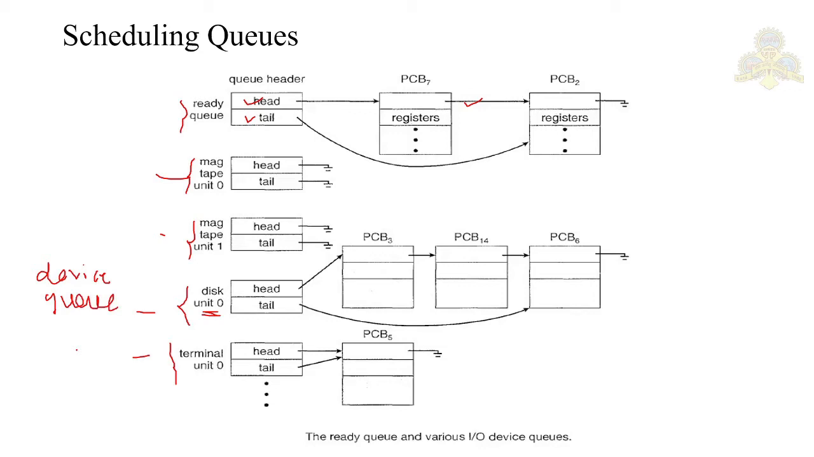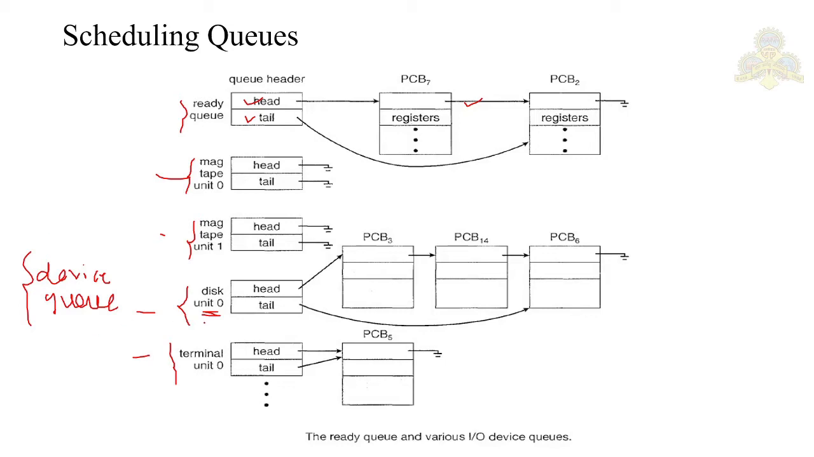I'll repeat once again. Each ready queue will have a queue header which contains a head and a tail. These are the pointers. The head will always point to the first PCB in the list, and the tail will point to the last PCB. Whenever you have multiple PCBs, they will be interconnected via pointers. And apart from the ready queue, we also have something called a device queue. These device queues are necessary. Why? Because whenever the process is executing, it might need some IO operations to be performed.